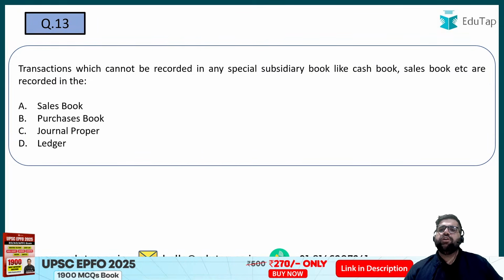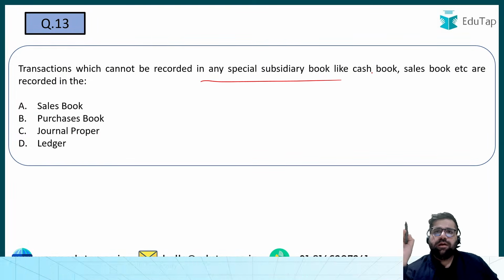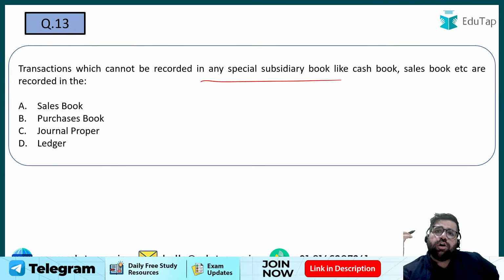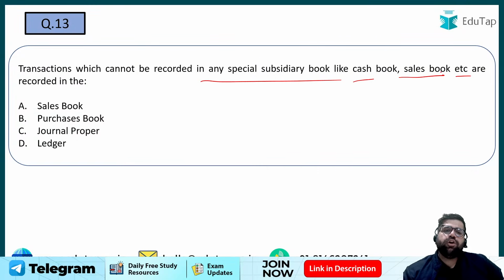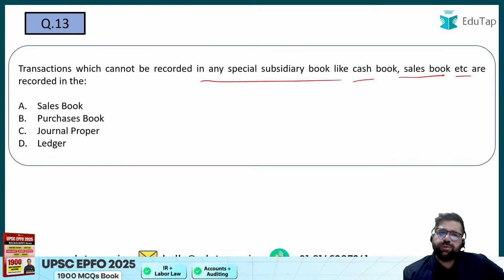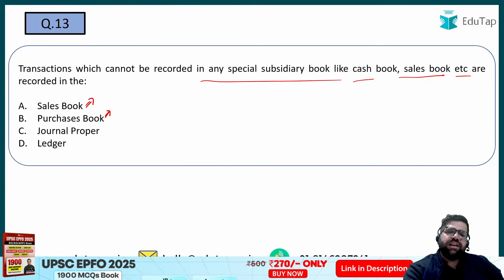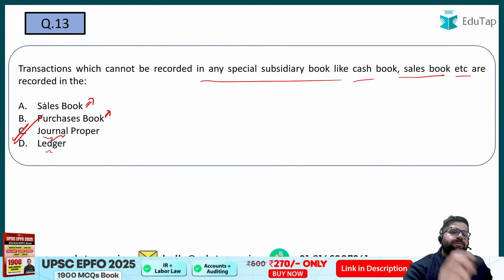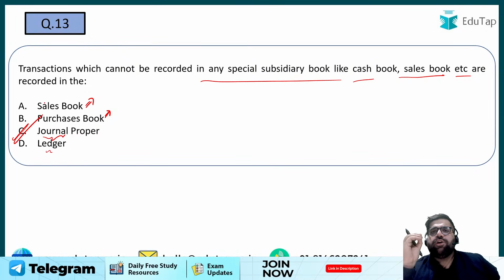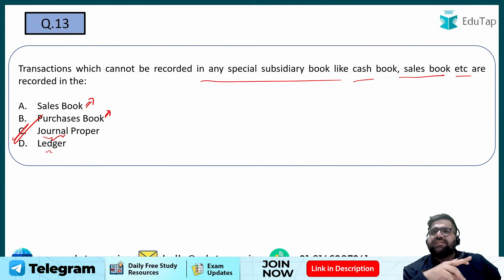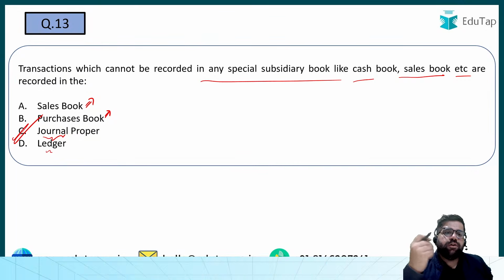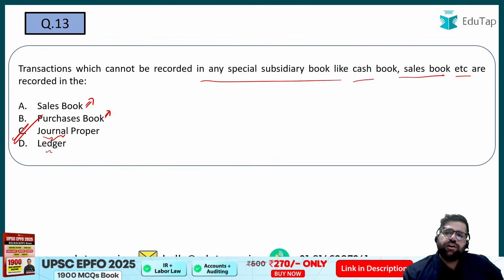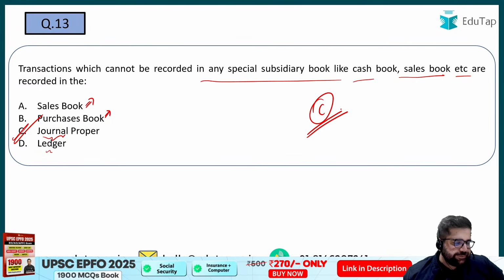Right? Next, question number 13. The transaction which cannot be recorded in any special subsidiary book like cash book, sales book or purchase book will be recorded in which particular book? For sales book we have credit sales, for purchase book we have credit purchases. Journal proper or ledger? The correct answer will be journal proper. In journal proper, you will be recording everything which is not recorded in the other subsidiary books. For example, depreciation. Depreciation will be recorded in journal proper only, right? So my correct answer will be option number C.